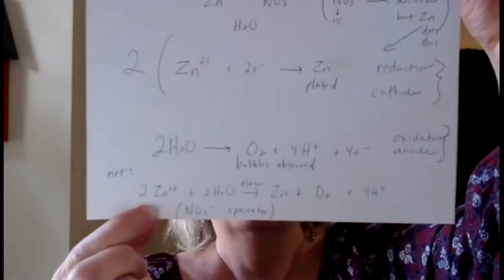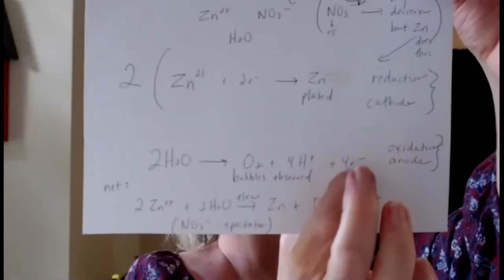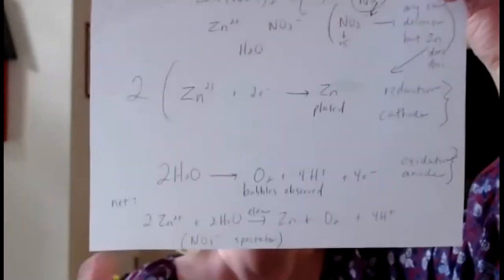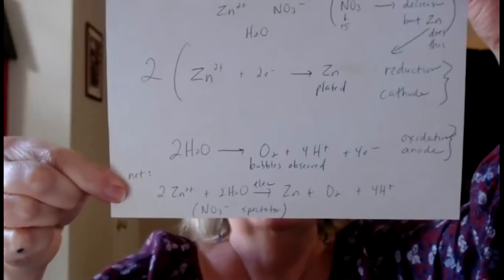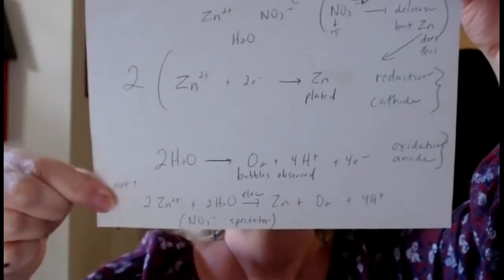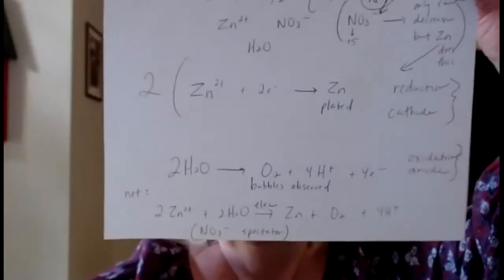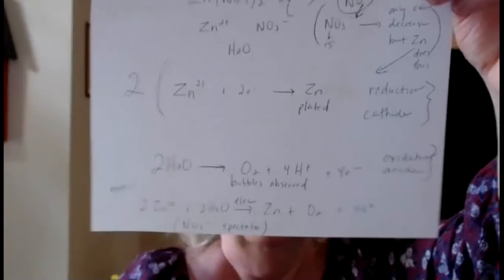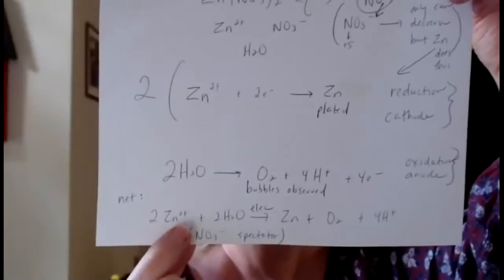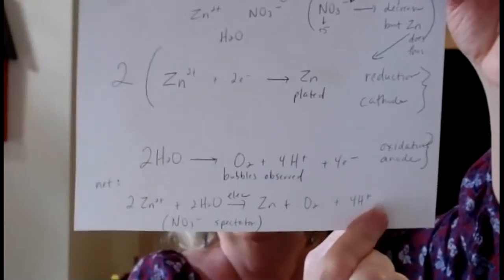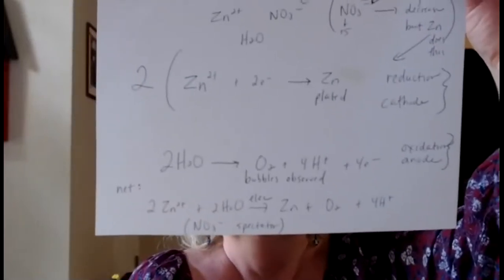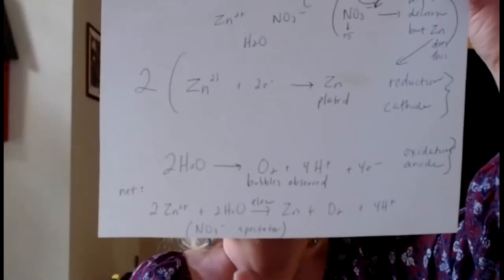So your overall reaction, since you've got 4 electrons here and you only have 2 here, you have to multiply this whole thing by 2. So I did that here, and this where my finger is would be the net. Now, the question usually would be, well, where did the nitrate go? Well, if nitrate was here, the acid produces nitric acid over here. The nitrates cancel.